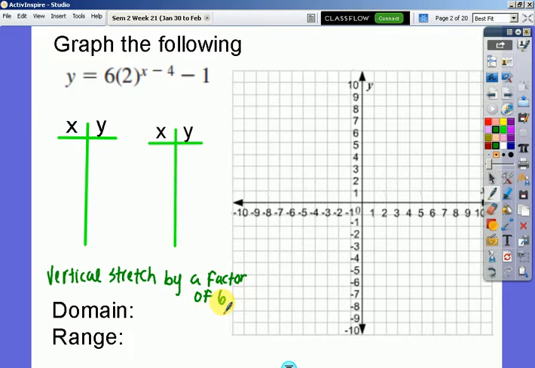Okay. What does the minus 4 do? Right, yeah. Moves it to the right 4 units. So this is a horizontal translation. Translation meaning movement.